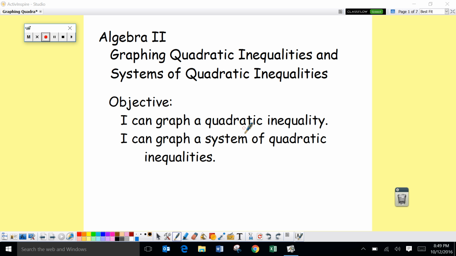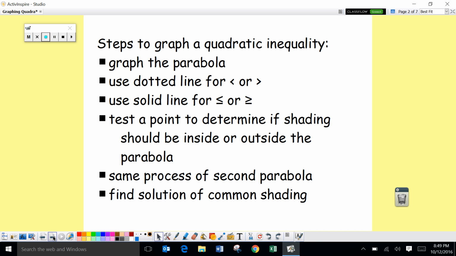In this lesson, we are going to be graphing quadratic inequalities and graphing systems of quadratic inequalities. So, we are going to be graphing a quadratic just like we've already done using all the steps, except for the fact that now it's going to be an inequality. So when we graph that parabola, if it's less than or greater than, we're going to use a dotted curve or dotted line. And if it is less than or equal to or greater than or equal to, we're going to use a solid line.